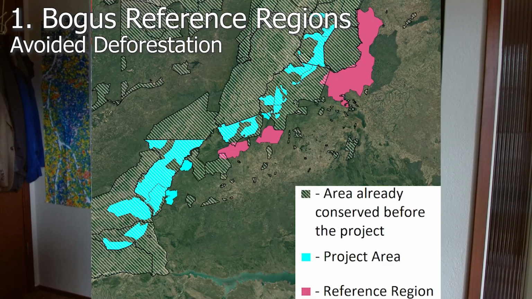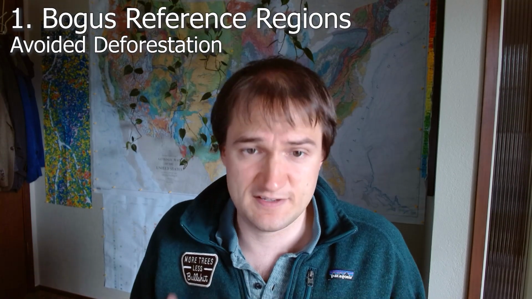The worst I've ever seen is a project called Langua. It actually was issued about 8 times as many carbon credits as it should be because the reference region was in a completely different environment and different type of situation as the project itself.